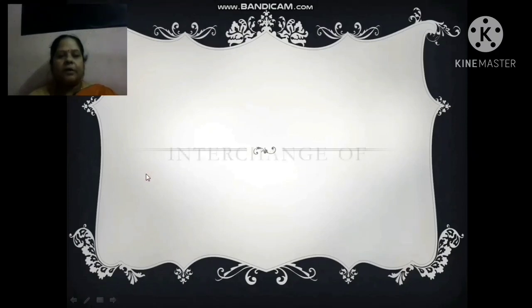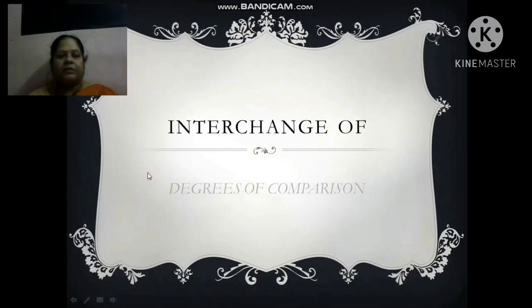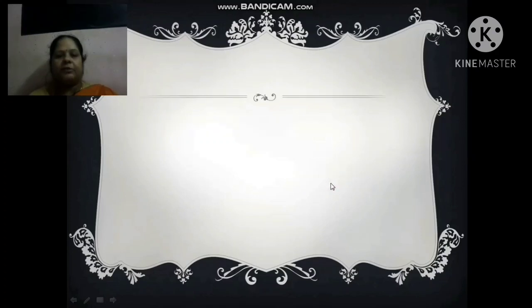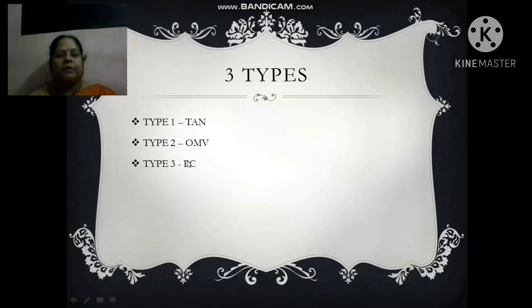Let's see interchange of degrees of comparison. I mean how to change one degree to another degree. Interchange of degrees of comparison is classified into 3 types. Type 1, TAN. Type 2, OMV. Type 3, PC. So, how many types are there? 3 types are there.